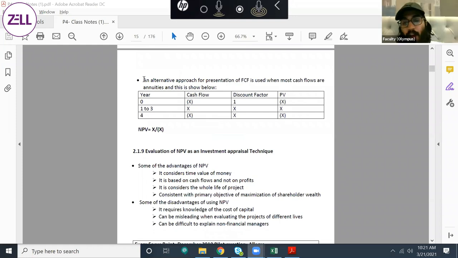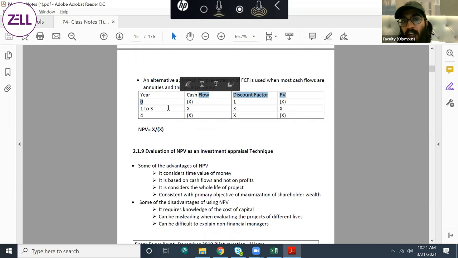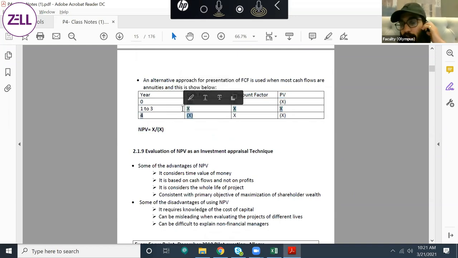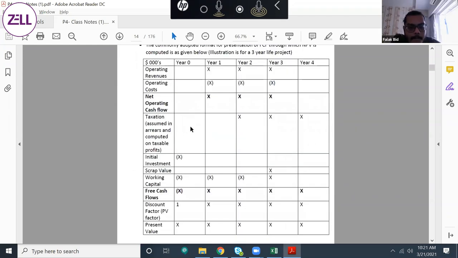And let's say whenever you have an annuity thing, what we'll do? We have year zero of investment. Year one to year three, my cash flow is going to remain constant. Yes or no? Yes, it's a 3-year project, so for 3 years the cash flow is going to remain constant, and yes, we do the calculation. Okay.